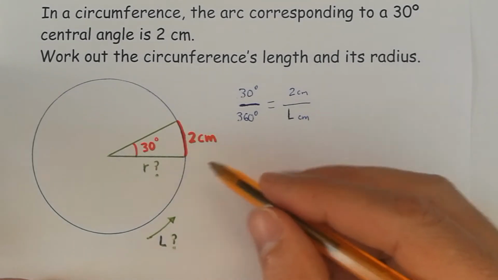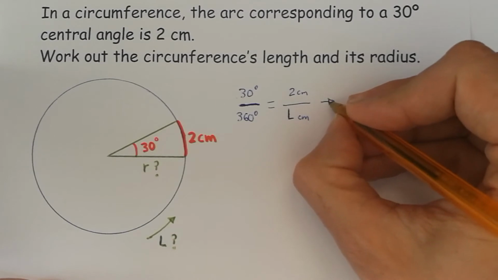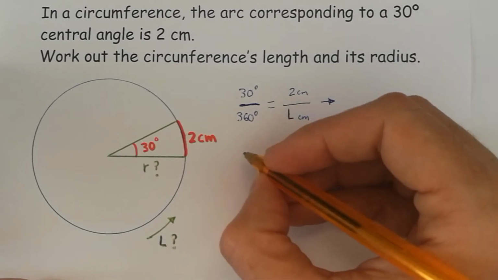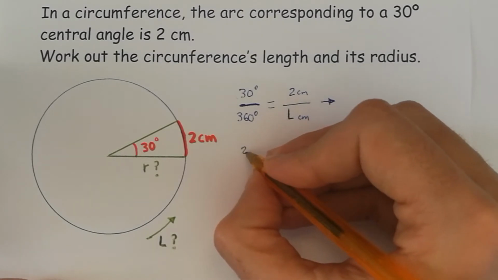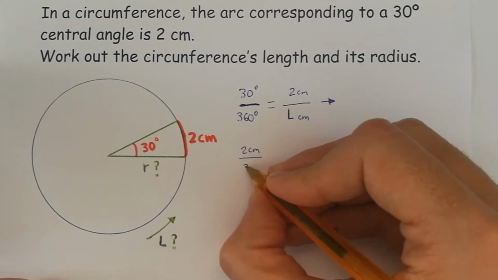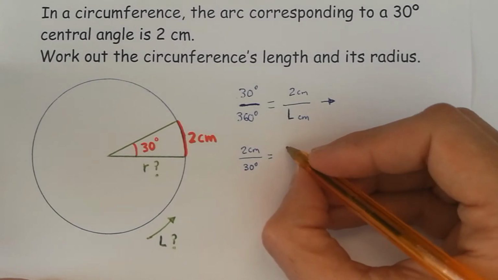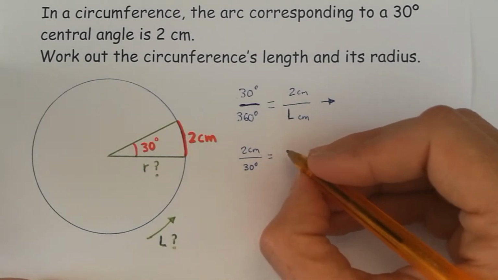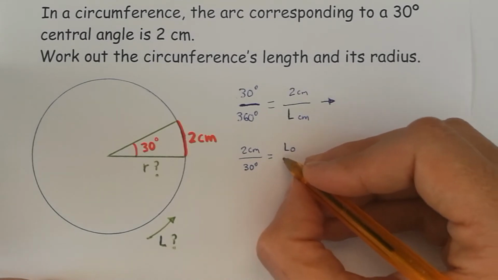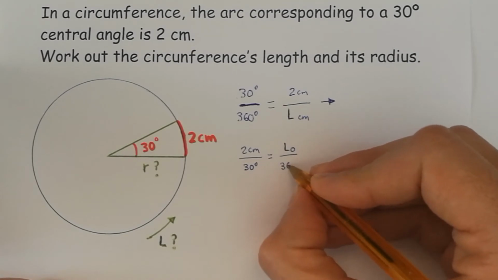We can maybe use another proportion. I'm going to use this one to solve the problem. That says that 2 centimeters is to our angle 30 degrees, the same as the length of the circumference is to its angle 360.